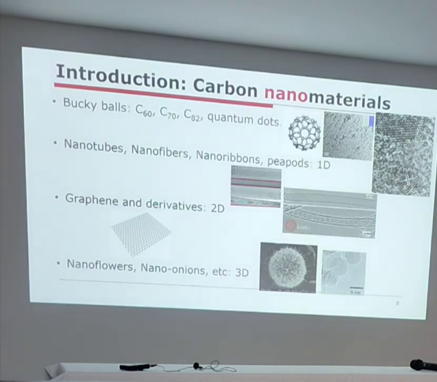So this was just to give you an illustration of how from a carbon bulk sample we can end up getting carbon nanostructures, different kinds of nanostructures, 0 dimension, 1 dimension, 2 and 3 dimension nanostructures.